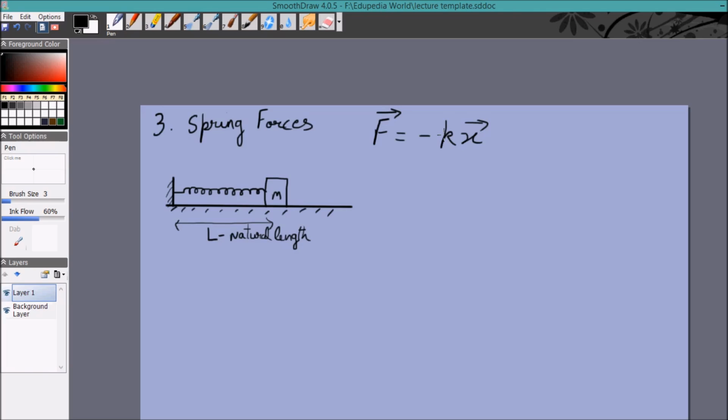And a nice way to remember this is that the direction of force is always such that it tries to regain its natural length. So if I apply a force towards the right, it will apply a force towards the left, and if I apply a force towards the left, it will apply a force towards the right.